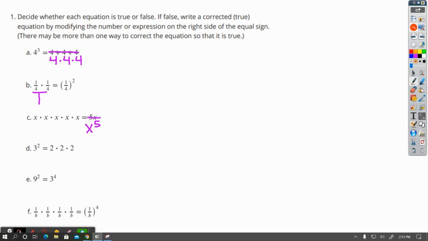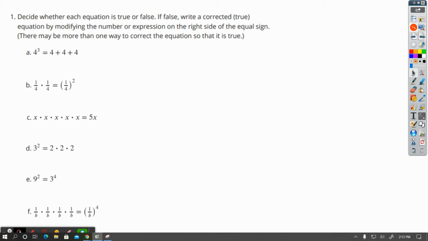3 squared says it's equal to 2 times 2 times 2. It is false. It should just be 3 times 3. And then 9 squared is equal to 3 to the power of 4. That is true. And 1 over b times 1 over b times 1 over b times 1 over b is equal to 1 over b to the 4th power. That one is also true. So hopefully you got those right.